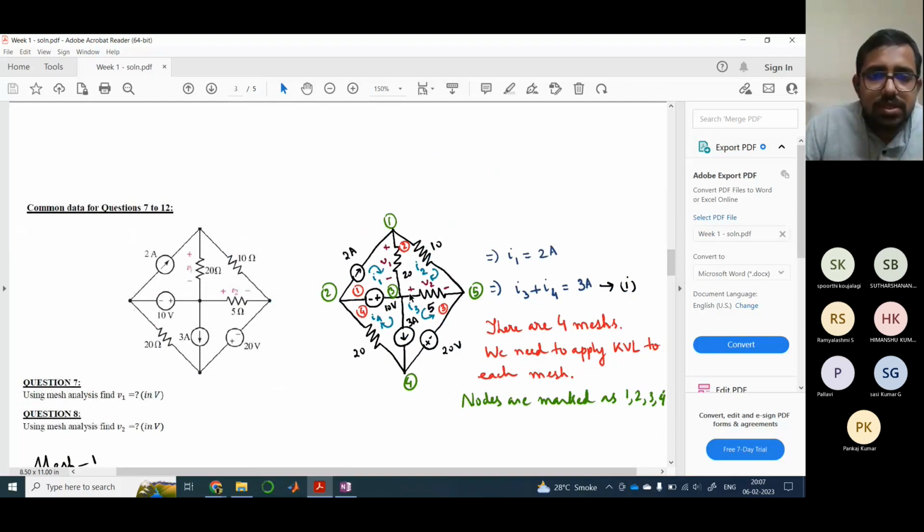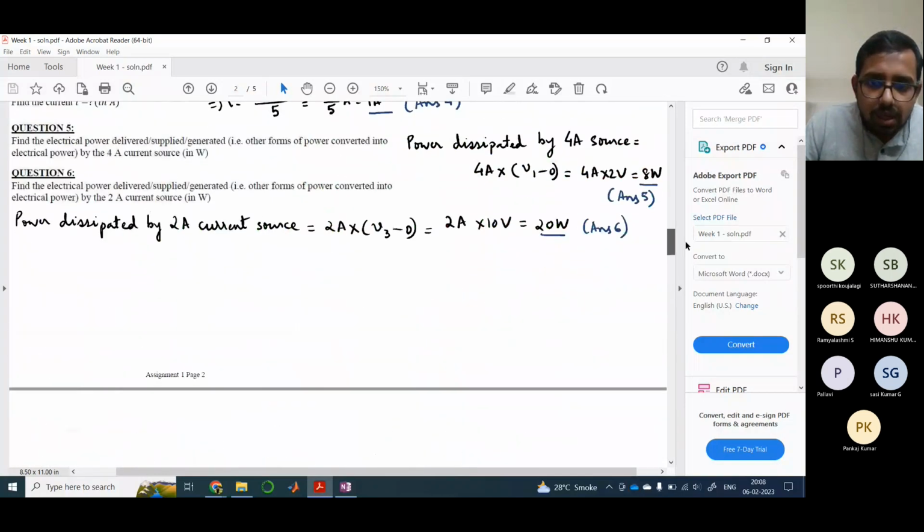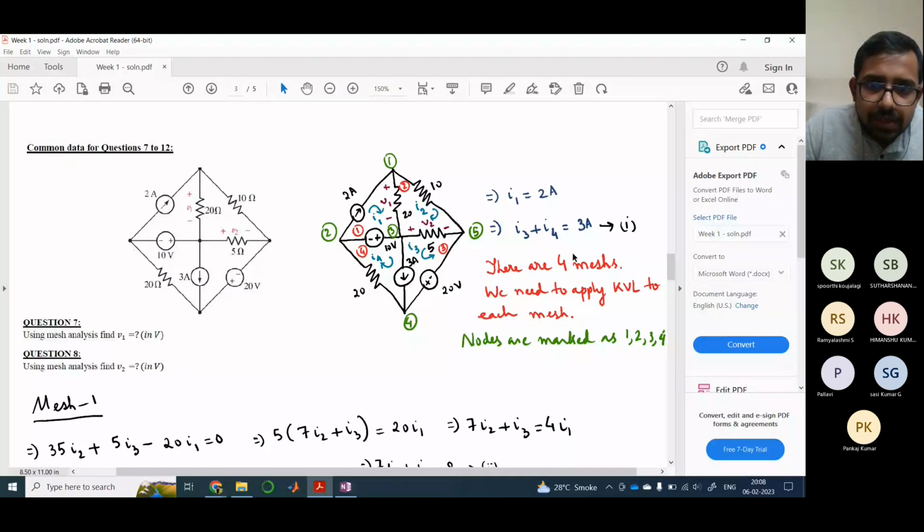So I'm assuming that it is delivering power. We can certainly assume that, right? So it would be nothing but node voltage 1 minus node voltage 2 into my current value, which is 2 ampere, right? Now we don't know what V1 and V2 are. Obviously, we need to calculate. So what I did here, I wrote capital V1 minus capital V3. So basically, V1 minus V3, right?